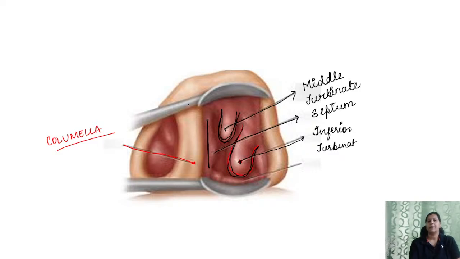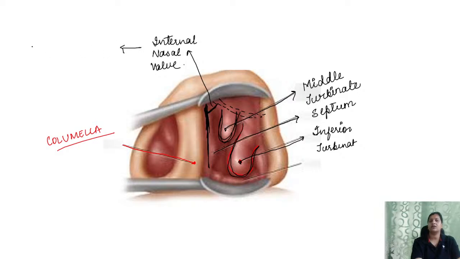Obviously you cannot see. Now this structure between the septum medially, the lower border of the upper lateral cartilage superiorly, and the head of the inferior turbinate inferiorly, this angle is called the internal nasal valve. So what is it called? Internal nasal valve, which is the narrowest portion of the nasal cavity. So what is the importance of internal nasal valve? It is the narrowest portion of the nasal cavity.